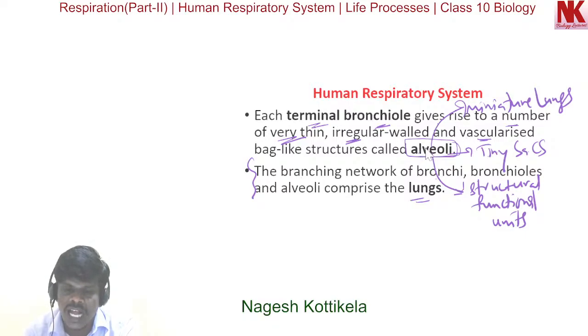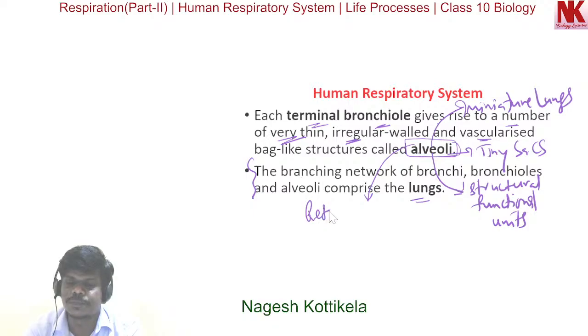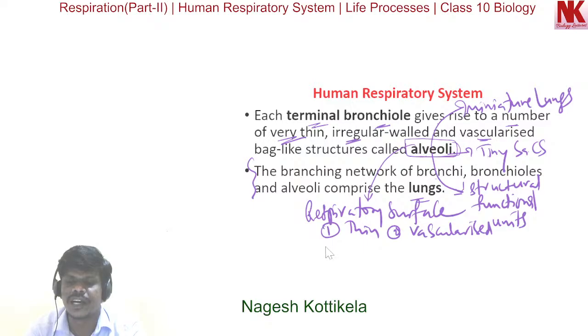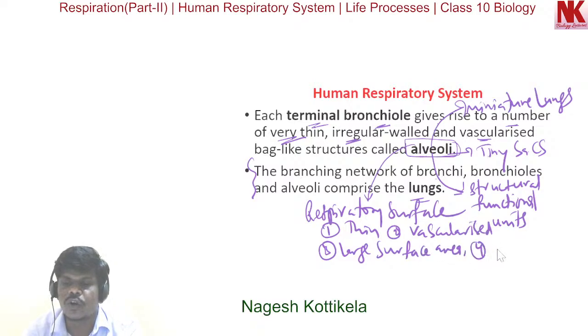The walls of the alveoli contain an extensive network of blood vessels. They provide the respiratory surface. They are thin walled and highly vascularized. They provide a large surface area. They have contact with a moist surface, and also contact with the source of oxygen.